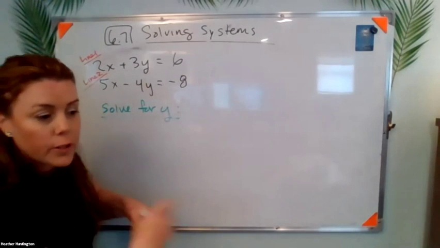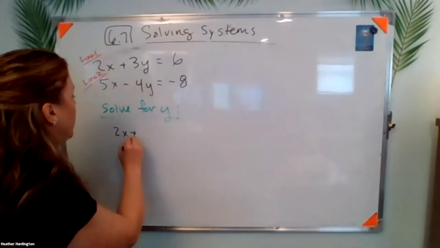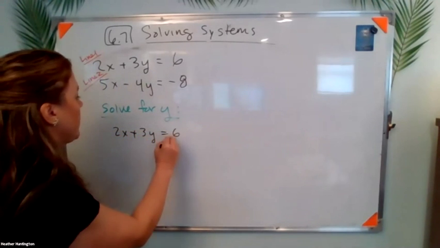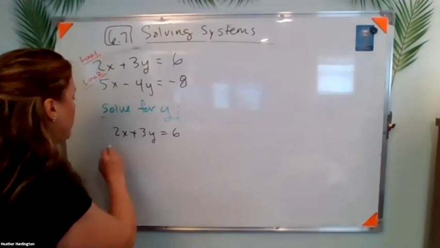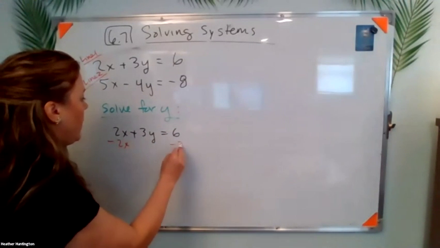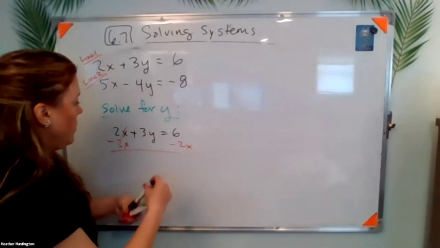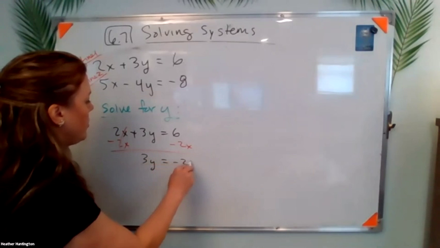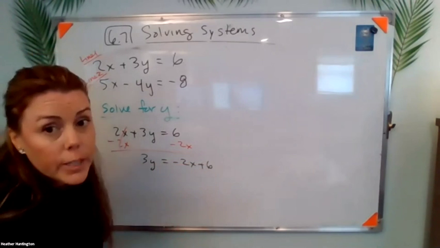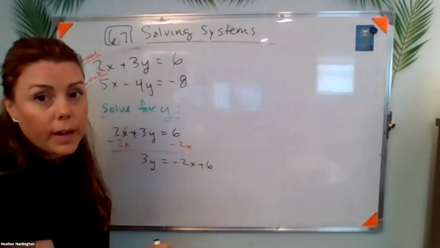So let's do the first one. We've got 2x plus 3y equals 6. I will subtract 2x from both sides. And then we have 3y equals negative 2x plus 6. You could have written 6 minus 2x. That's fine.